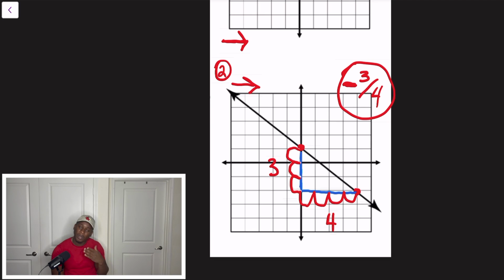There's a positive slope, negative slope, no slope, and undefined. And the way that we find our slope is we look at it from left to right. If this line is slanting upwards, it's a positive slope. If it's going downwards, it's negative.